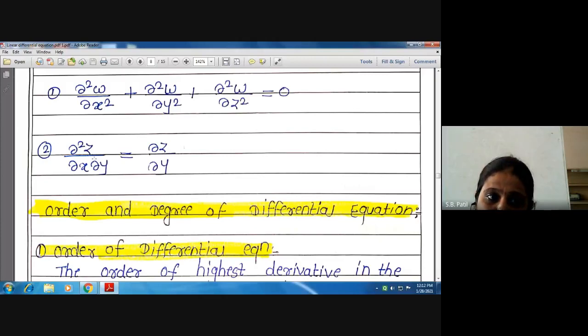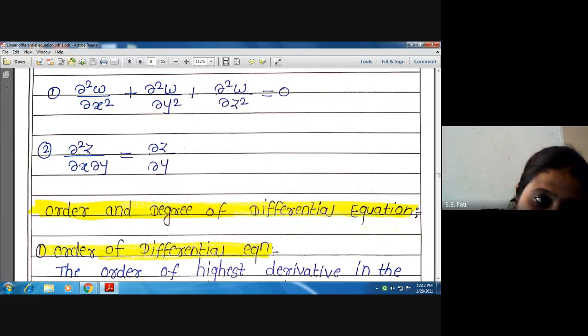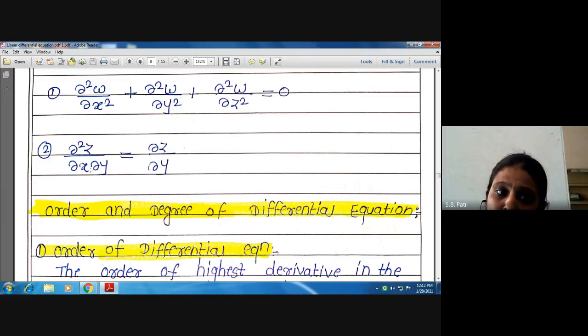Then the second example of a partial differential equation is del square z by del x del y is equal to del z by del y. In this equation also, z is the dependent variable and x and y are the independent variables. That means we have to differentiate this equation with respect to two independent variables x and y. So it is a partial differential equation.